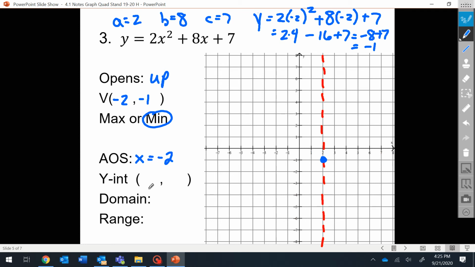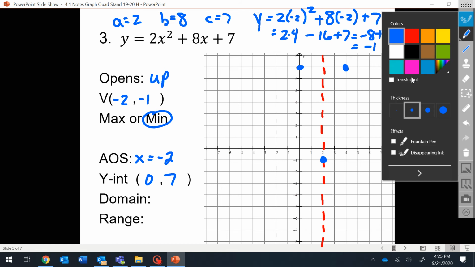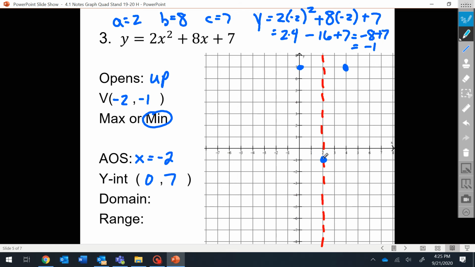The y-intercept is the c value, which in this case is 7, so we'll have 0, 7. So I'm going to graph that. It's right here. And then I'll reflect it to get another point. So 1, 2, 1, 2. And then I can connect these to make my parabola. These are getting a little bit better, but not really. So something like this would be my parabola.